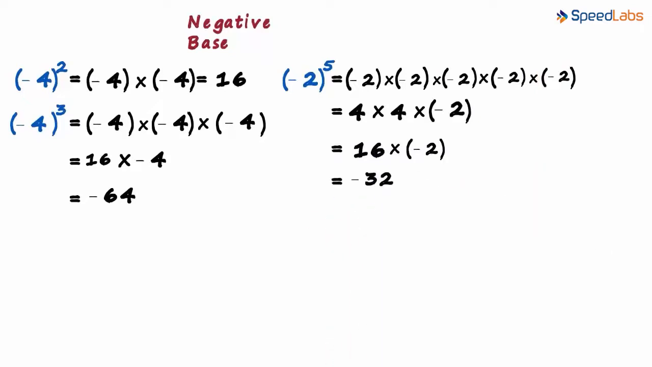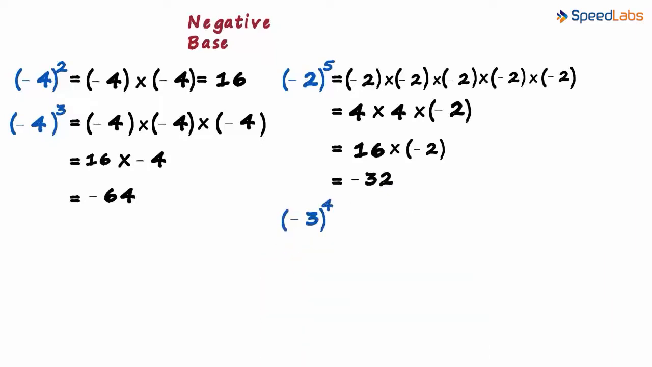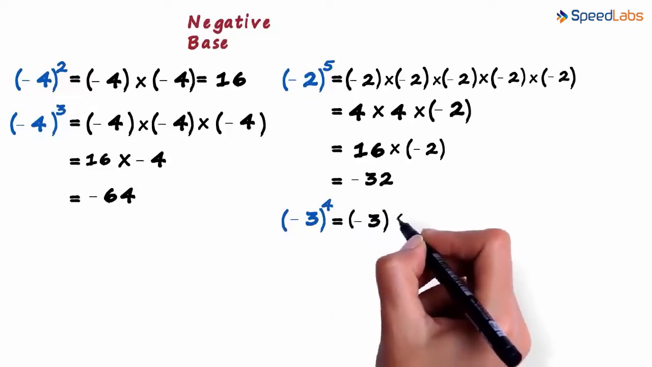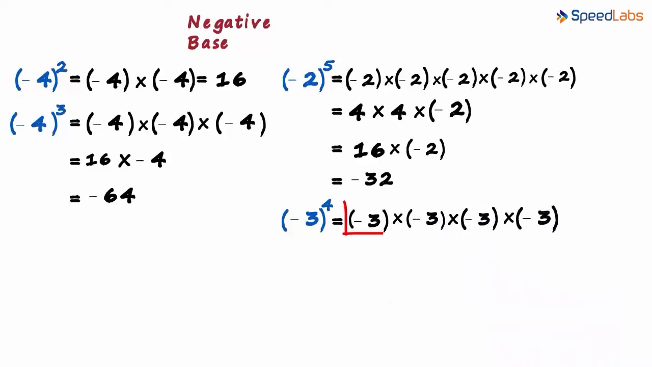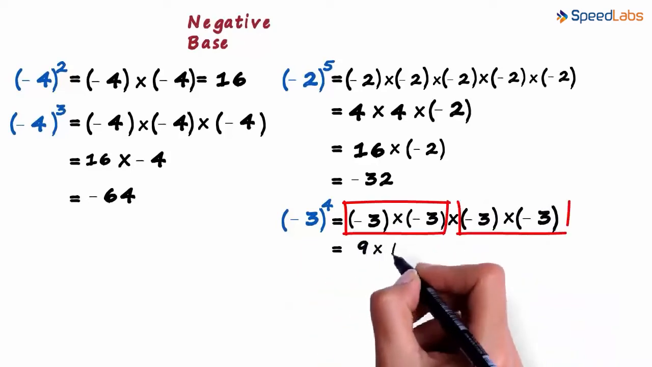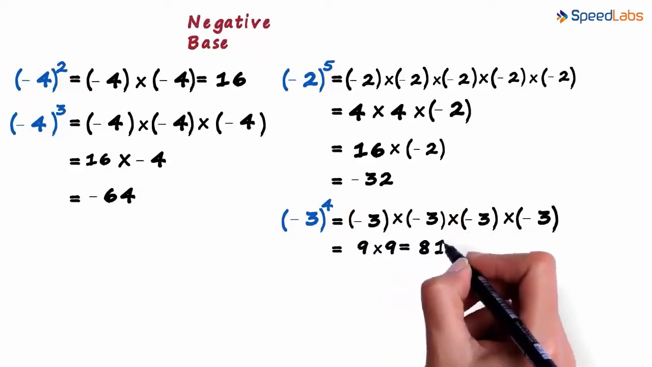And here's the last example. Minus 3 raised to 4. This can be written as minus 3 multiplied by minus 3 multiplied by minus 3 multiplied by minus 3. This would give us 9 and so would this. And 9 multiplied by itself equals 81.